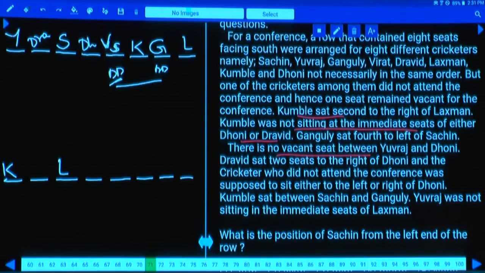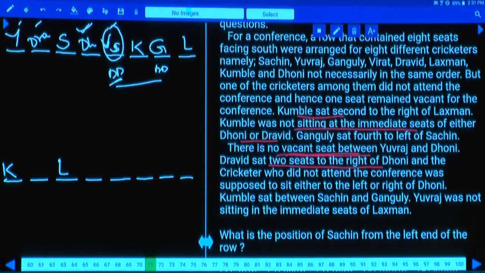Is there any vacant seat between Yuvraj and Dhoni? This is the vacant seat. And this person is Dhoni and this person is Yuvraj. Either immediate left or immediate right of Dhoni, there must be a vacant seat. Yes, immediate left of Dhoni is a vacant seat. Then, there is no vacant seat between Yuvraj and Dhoni. Dravid sat 2 seats to the right of Dhoni. Dhoni is here, 1, 2, Dravid is here, isn't it?